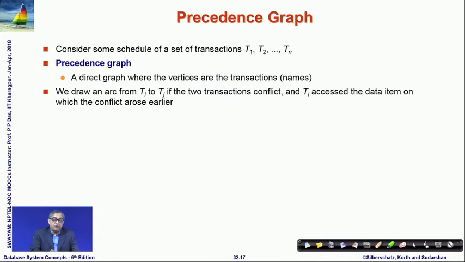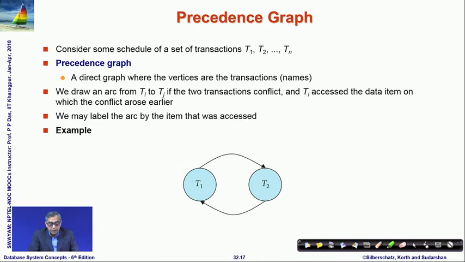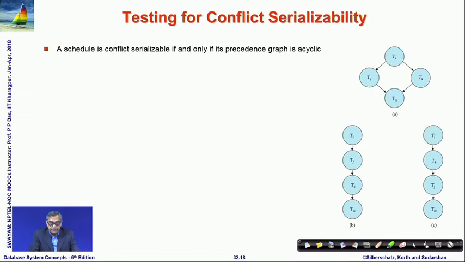So, if T i and T j conflict, there will be an edge between them, and the edge will be from T i to T j if T i accesses the data item which conflicts with T j. If T i is earlier, then we will draw the arc from T i to T j, otherwise it will be from T j to T i. We may also label the arc by the item that is being accessed. So, this could be a possible precedence graph.